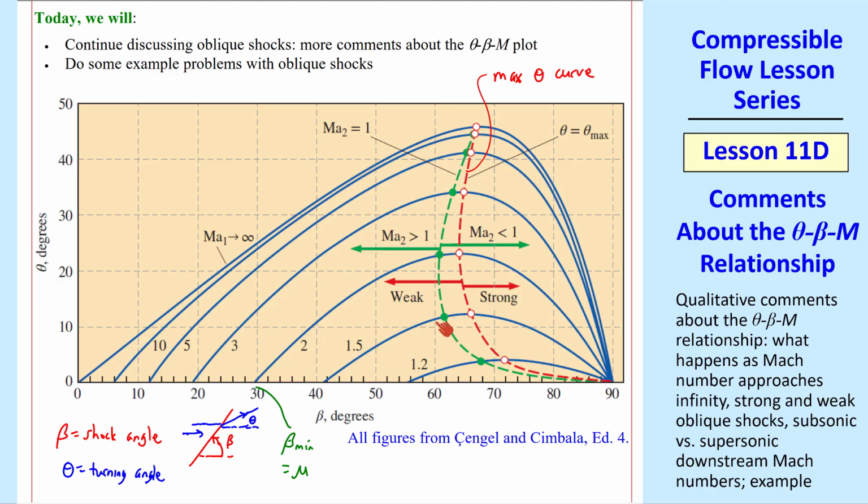We also see this dashed green line, or curve. This is called the sonic line, or sonic curve. As indicated here, everything to the left of this green line has a supersonic Mach number M2, while everything to the right of this line has a subsonic Mach number after the shock. So M2 equals 1 along this green dashed line, the sonic line.